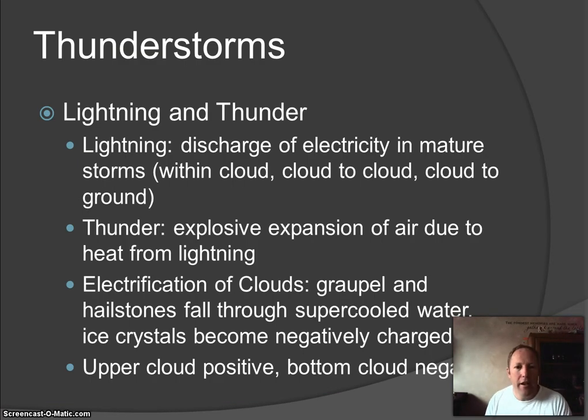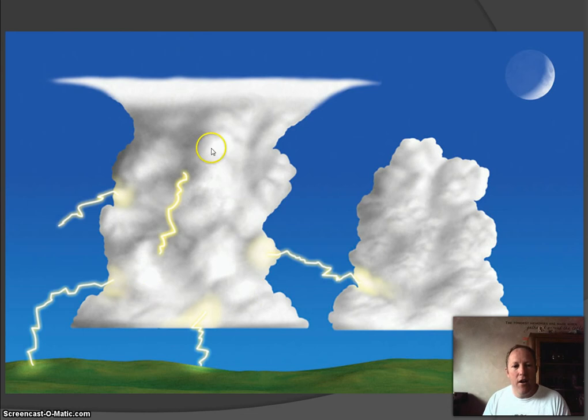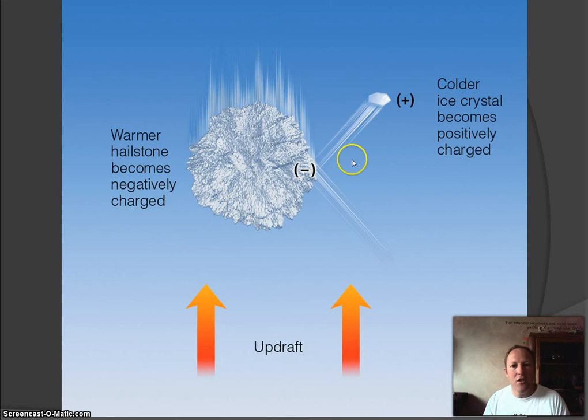Lightning and thunder. Lightning is a discharge of electricity, and thunder is the explosive expansion of the air due to the heat from the lightning. So the lightning is producing the thunder. It's not clouds bumping into each other or anything like that. Thunder comes from the lightning. Electrification of clouds. Here we go. We see the static discharge. You get ice crystals forming on the upper part, and that releases static discharge.